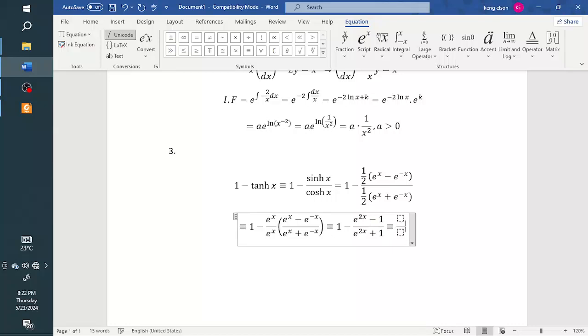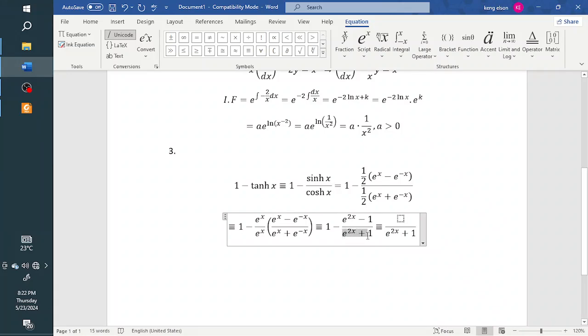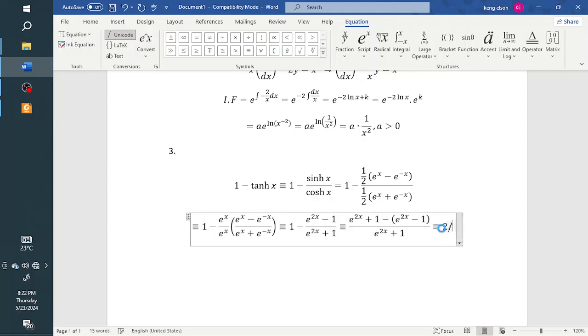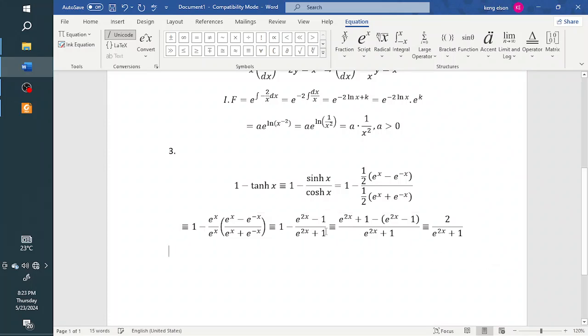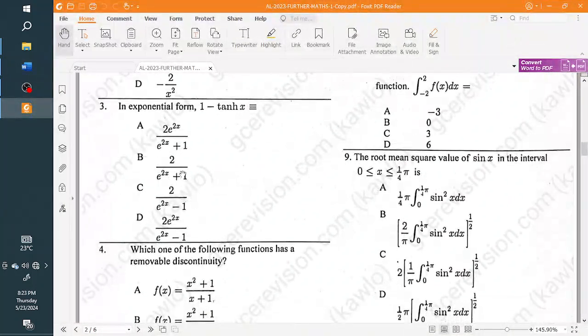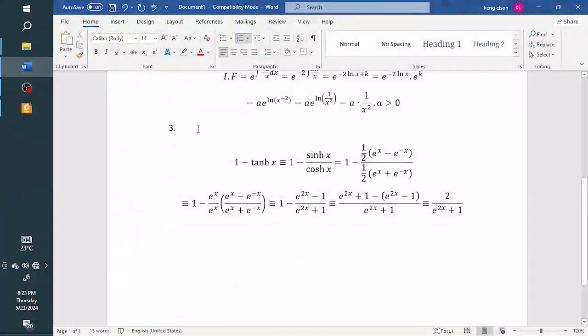Which is equivalent to, now the LCM is e to the 2x plus 1. When you take e to the 2x plus 1 and multiply with 1, you get e to the 2x plus 1. Then we have to subtract e to the 2x minus 1. Now e to the 2x will cancel e to the 2x. 1 minus negative 1 is 2, so everything here gives us 2 divided by e to the 2x plus 1. That is it. So now we have to check the options. 2 over e to the 2x plus 1. Option B.